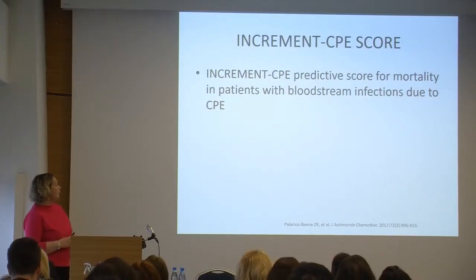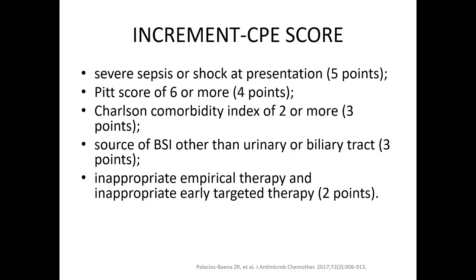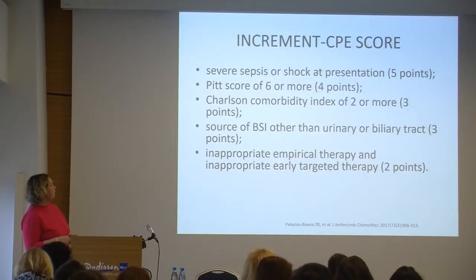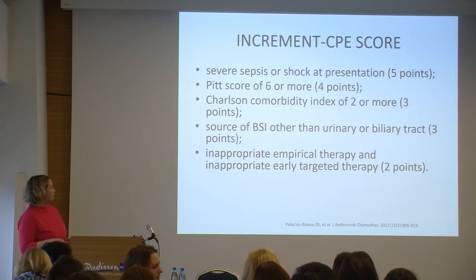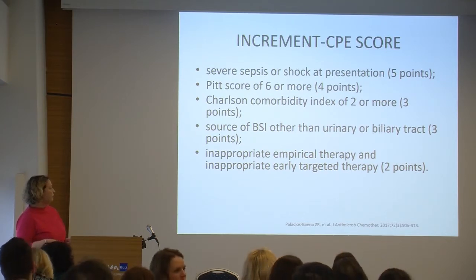Usually we decide about the treatment according to how sick our patients are, and some scores can be really helpful with that. With carbapenemase-producing Enterobacteriaceae, the INCREMENT score is usually used. It is a predictive score for mortality in patients with bloodstream infections due to carbapenemase-producing Enterobacteriaceae. You put some points for different situations, like if the patient has severe sepsis or shock presentation, it gets 5 points. The Pitt score is a score for the severity of bloodstream infections in MDR bacteria. You get 4 points if the patient scores 6 or more points. A Charlson Comorbidity Index of 2 or more gets you 3 points. If the source of bloodstream infection is other than urinary or biliary tract, you get 3 points. And inappropriate empirical or inappropriate early targeted therapy, also 2 points.